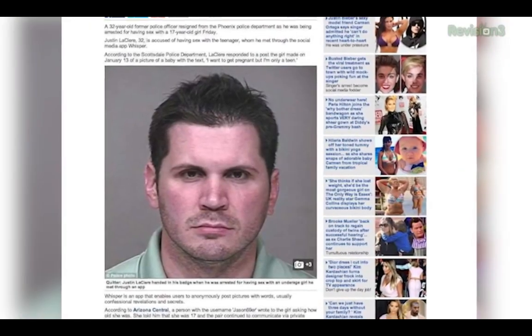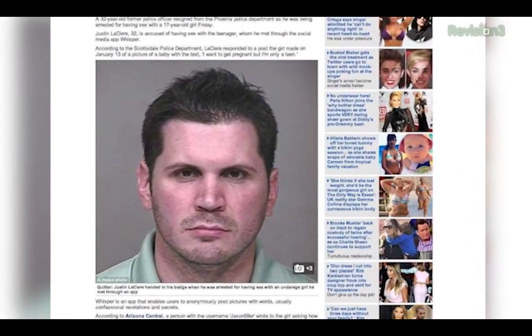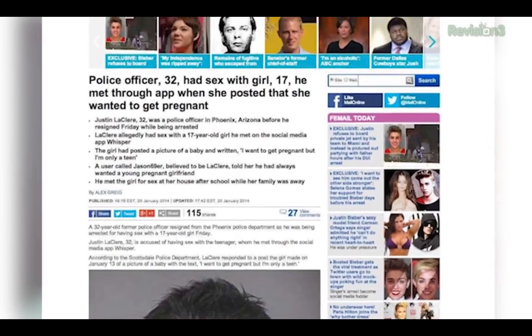And this week, an Arizona cop was arrested for having sex with a minor he met on Whisper after she posted that she wanted to get pregnant. But considering the allure of posting secrets and knowing other people's, it's unlikely to slow down Whisper for now.